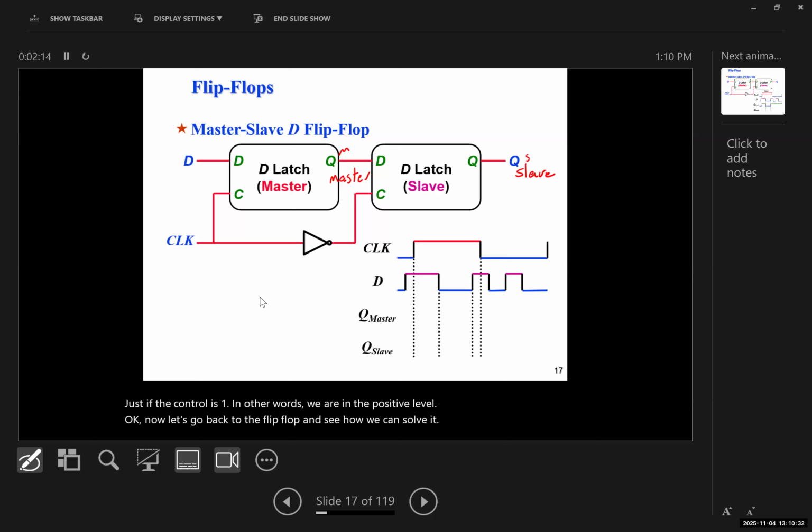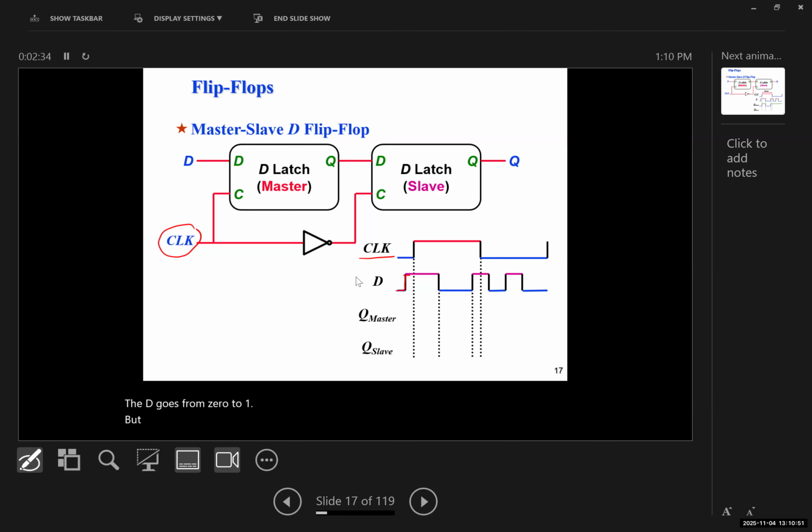Imagine we have this clock connected to the control of the master and slave latch. The D goes from 0 to 1, but the clock is still 0. Would the master Q change or not? So imagine initially the master is 0. Would it change at this point? Yes or no? No. Perfect. Why? Because the clock, or the control, is still 0.